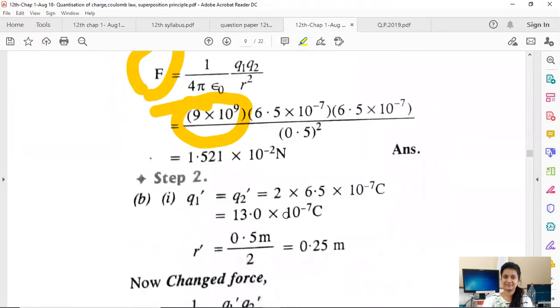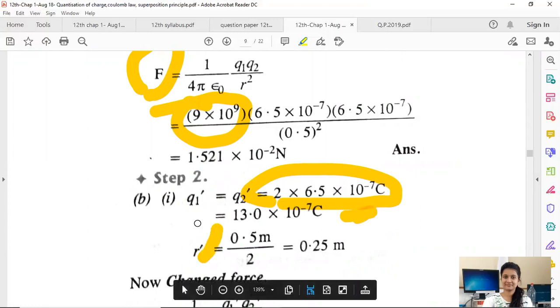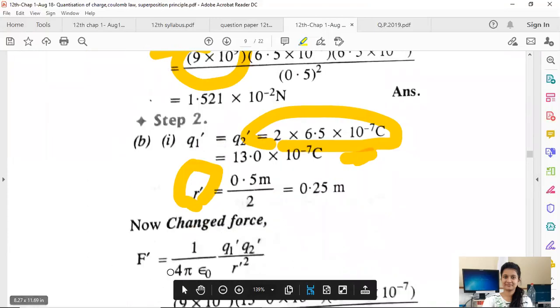What will you have to do? The charge is doubled, take the product of 2 into the amount of charge, and the distance between these two charges is half, divided by 2. Then again calculate this value.